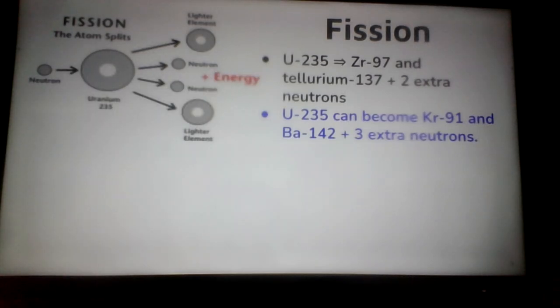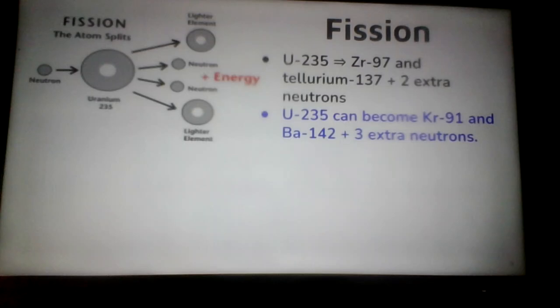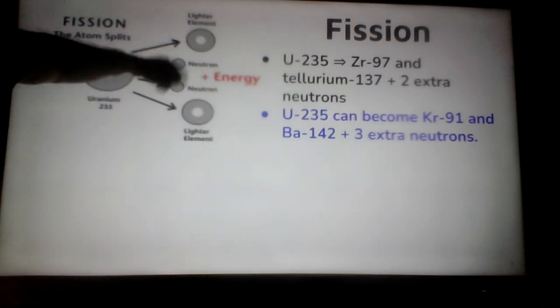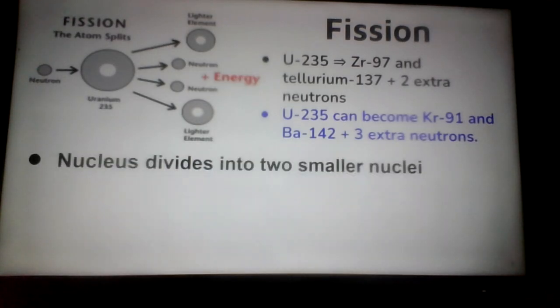Uranium-235 could also become krypton-91 and barium-142. Well, krypton's atomic number is 36, and barium's atomic number is 56. Add up 36 and 56, we get 92, which is the atomic number of uranium. And you see the masses, krypton-91, barium-142, but then with 3 extra neutrons. Because that's a total of 233, and then there are 3 neutrons left over. So instead of 2 here, we would have 3. So these are just a couple of examples of uranium undergoing fission.